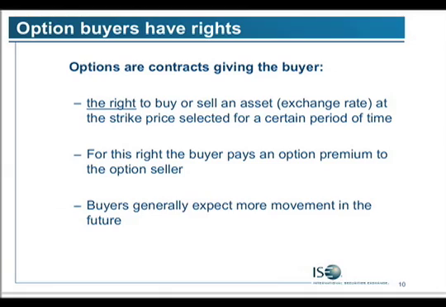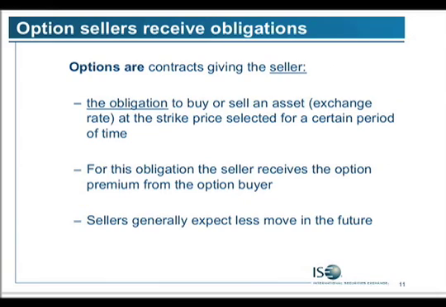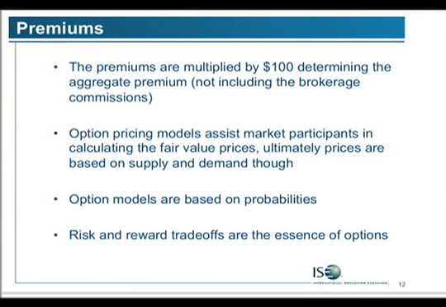That's good. So rights and obligations. Buyer has rights. The seller has obligations. Buyers pay premiums. Sellers are targeting income. Buyers expect more movement. Sellers expect less movement. So I think I just went through this. The seller is targeting income. They're getting an obligation. They're going to receive a premium, and sellers are expecting less movement in the future.